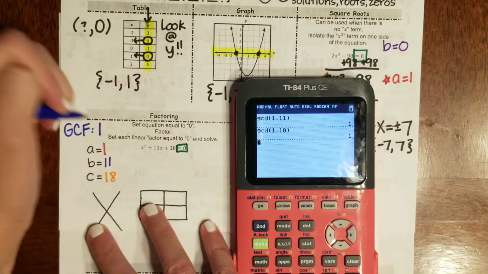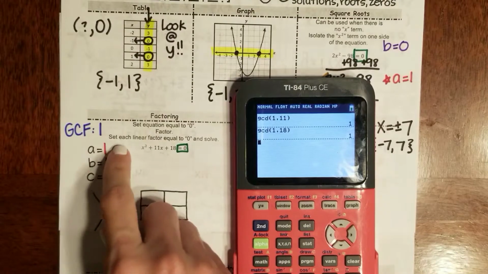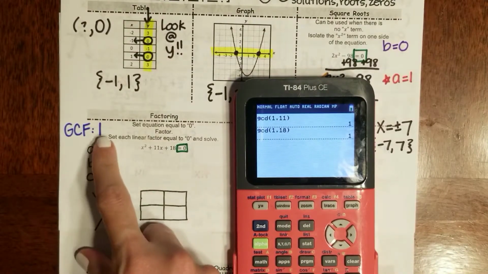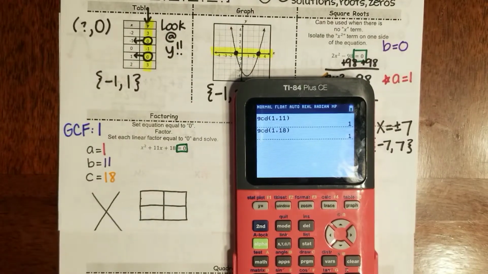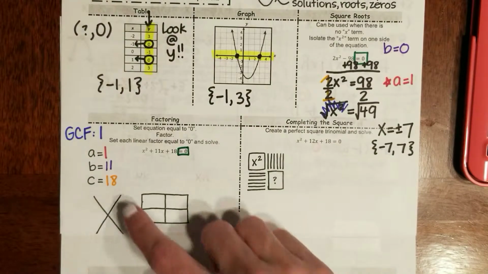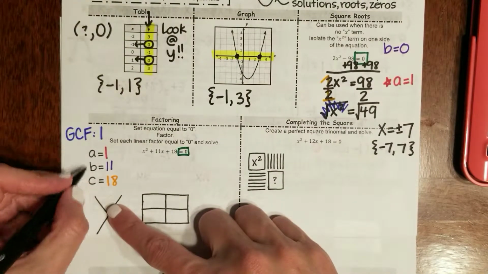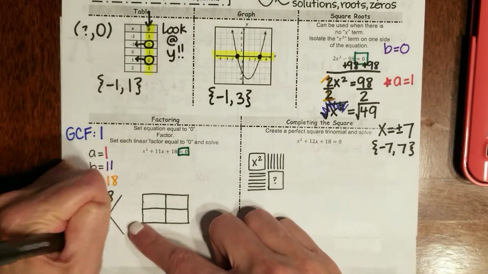You have to check, because if your GCF is something other than 1, you have to divide all your coefficients by that GCF number. Well, if I divide 1, 11, and 18 by 1, they're not going to change. But I still needed to check for my GCF. So now I'm going to go to my X puzzle. Remember, for the top number, you multiply A and C together, 18. And the bottom is going to be 11.